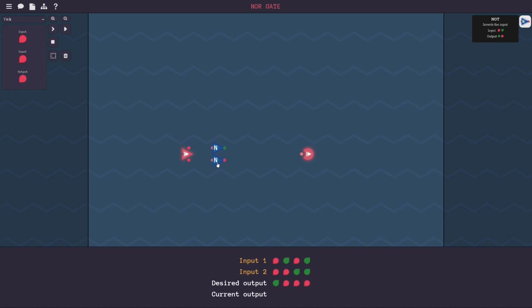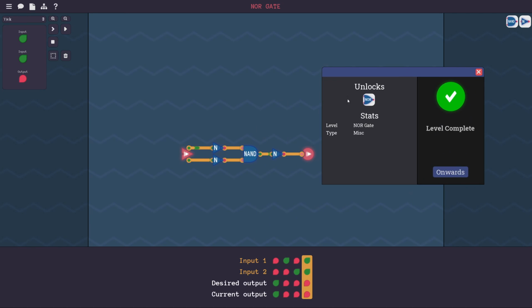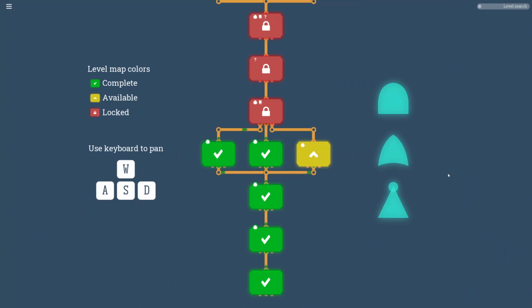So if we were to take both of the inputs, flip them, pass them into a NAND, and then invert the output of the NAND, I think that will get us there. Yep, that got it. So that's a NOR gate. So it looks like it's just having us learn how to build up the basic logic gates that we'll use to do more advanced circuits, which is pretty cool.